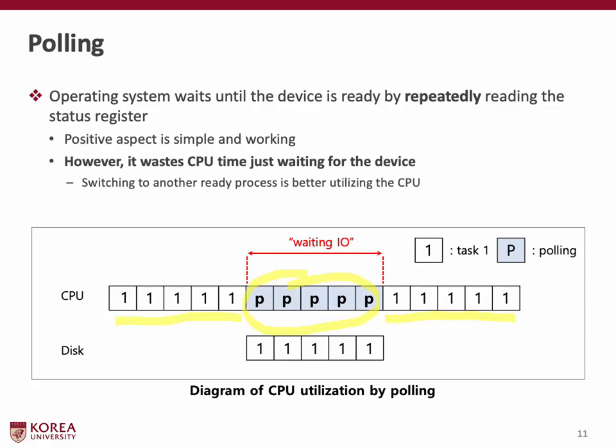This method is very simple and easy to implement, but it has a big downside. That is, it wastes the CPU during this time. I mean, the CPU just wastes time doing nothing useful while checking the device. Instead, it would be better to let the CPU switch to another task while waiting.